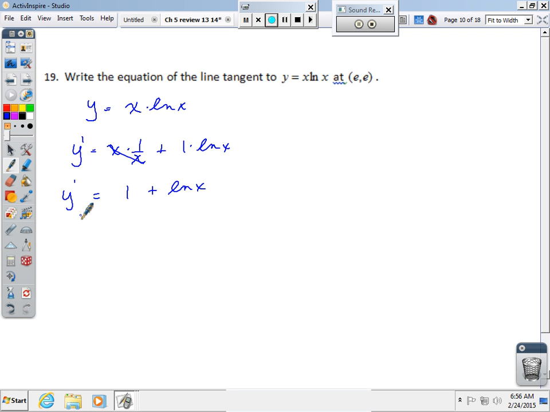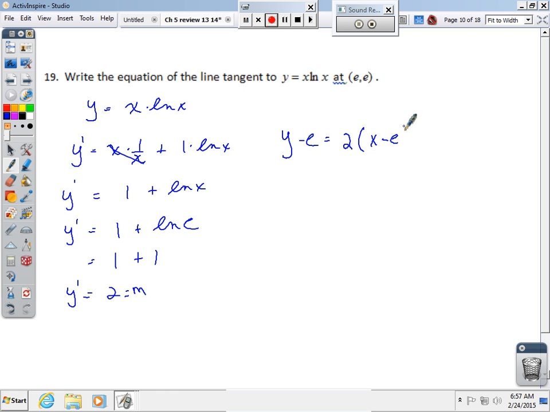And then we're going to substitute in e for x. So y prime is going to equal 1 plus the ln of e. That's 1. ln of e is also 1. So y prime at that point e comma e is 2. So that's my slope. So the equation of the tangent line is going to be y minus e equals 2 times the quantity x minus e. Done.